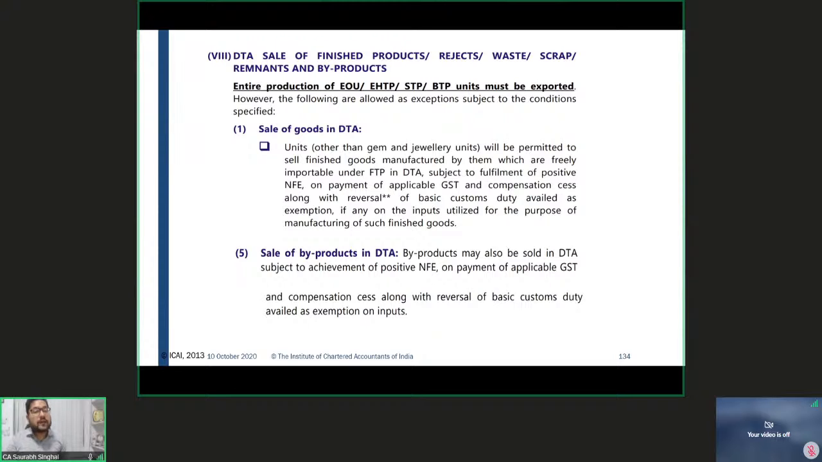So different type of limitations and duty foregone, duty to be paid is there in respect of byproducts, in respect of rejects, in respect of waste products, in respect of normal supplies to DTA. So those things are mentioned in the slides.